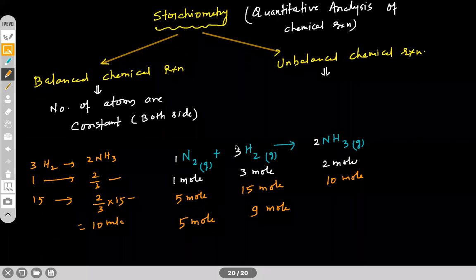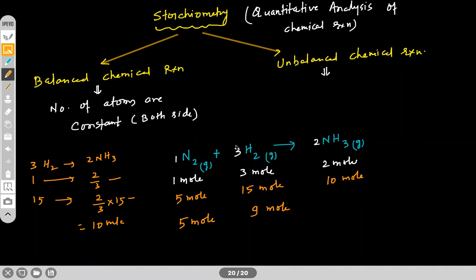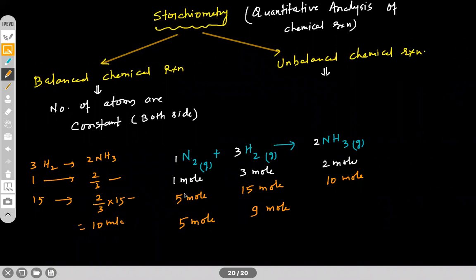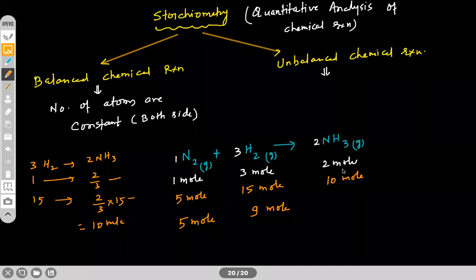Wait, let me explain this. What I'm trying to explain is that if the given number of moles, like in the second case, is in the ratio of the respective stoichiometric coefficients, because you see the ratio is 1:3, 5:15, 1:3. If the ratio is not maintained, then the two reactant molecules give you different amounts of product.